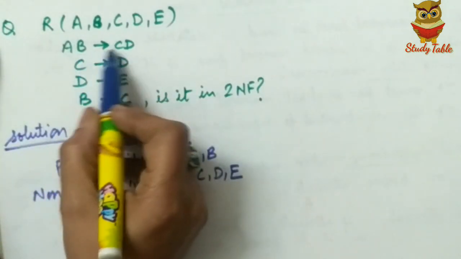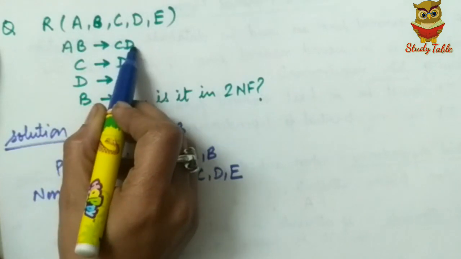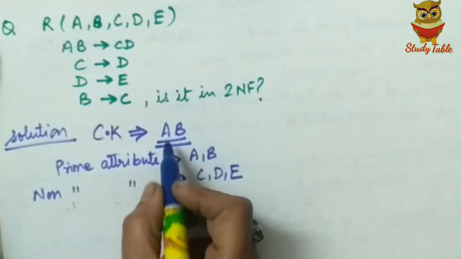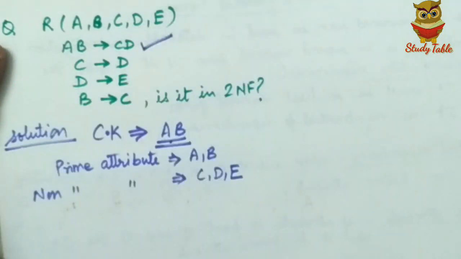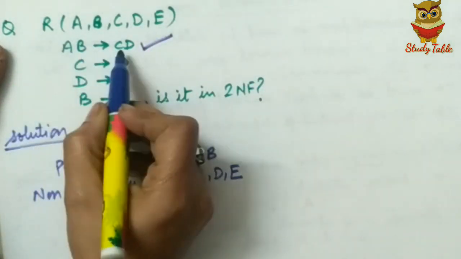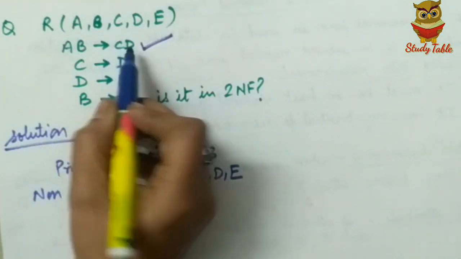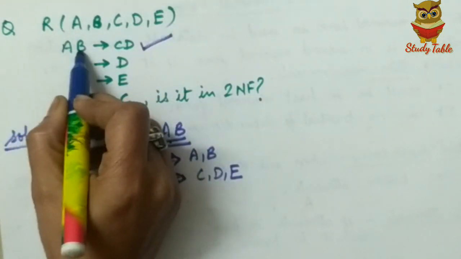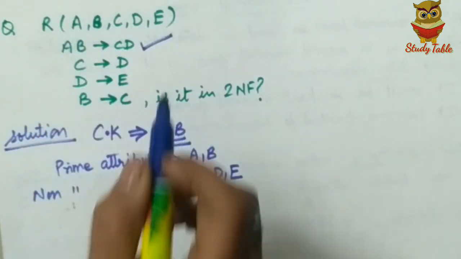So let's see, checking the first functional dependency, AB determines CD. So C and D are dependent on AB, and AB is our candidate key. So this functional dependency is okay, no problem with this, because the non-prime attributes C and D are fully functionally dependent on the candidate key, the whole candidate key AB.